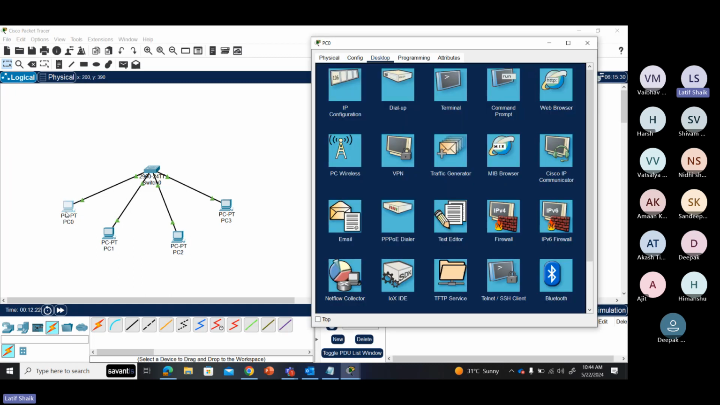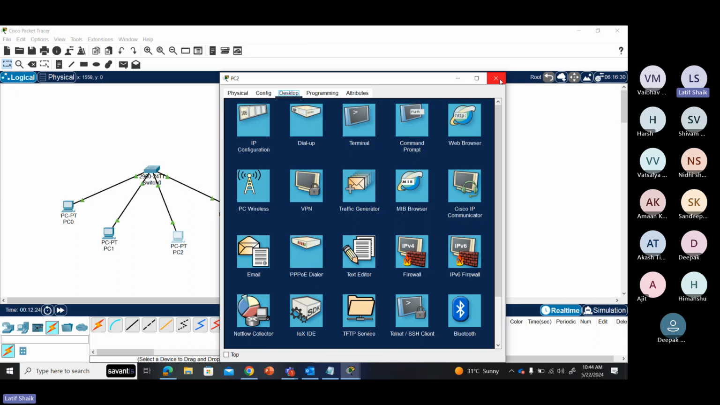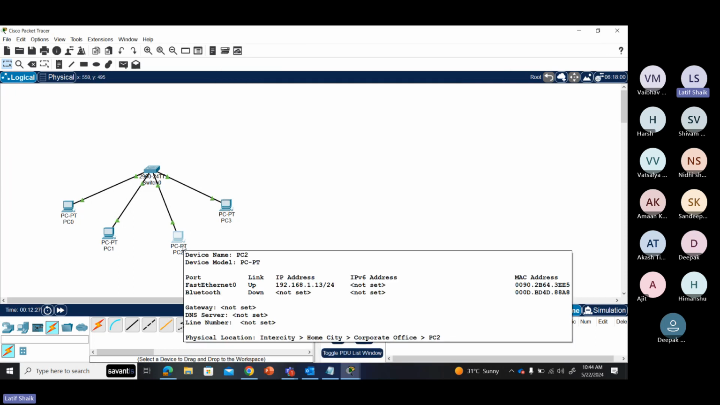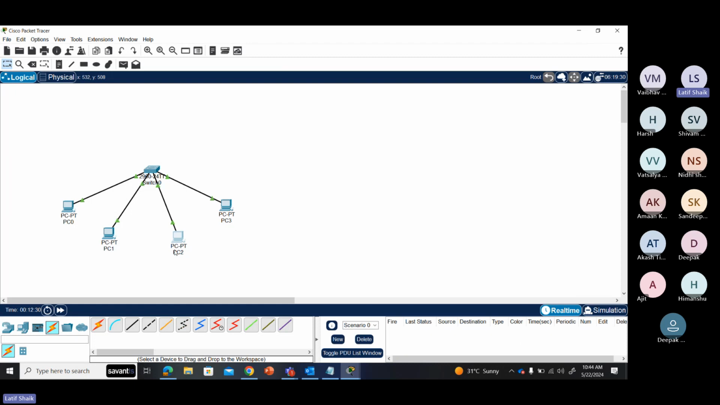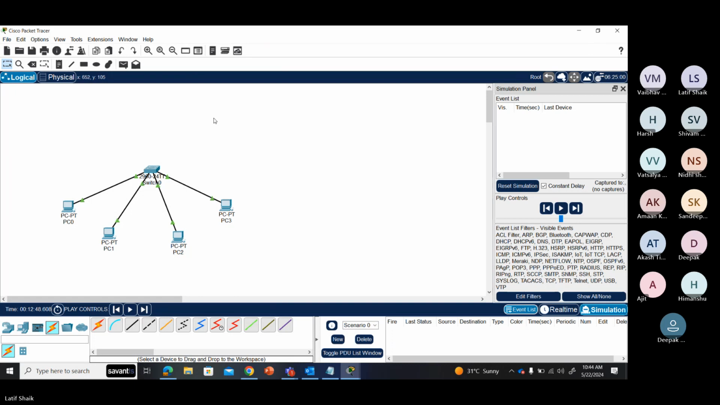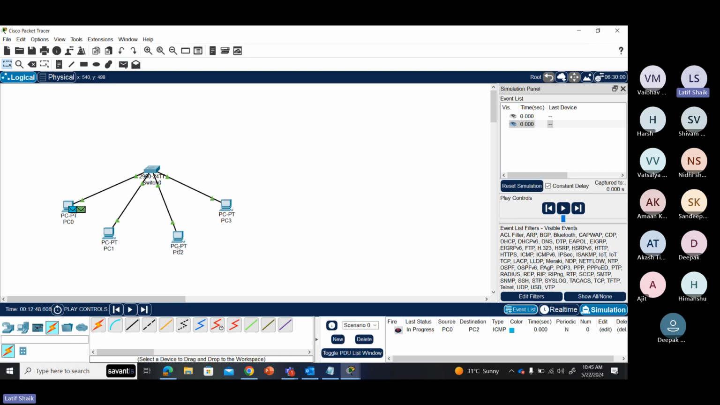If I want to send a packet from here to here, what will happen? It will directly go to this one only, instead of being sent to all other connected devices. We can see that from here using a small simulation. Guys, this is called a packet. I click on this packet and then click here, so it has to reach from here to here. It is a simulation mode, so I have to check step by step how packets are going.